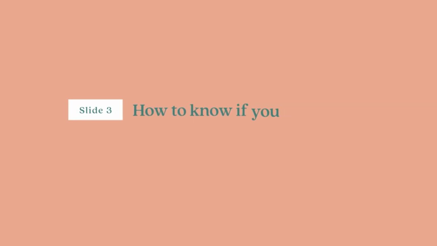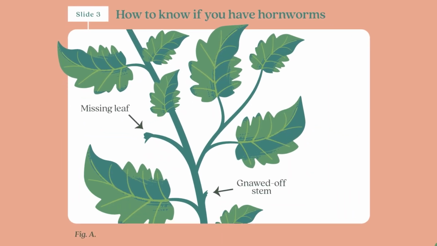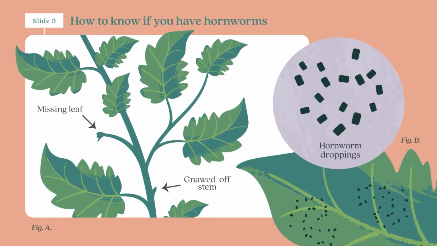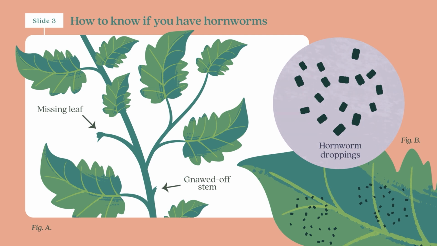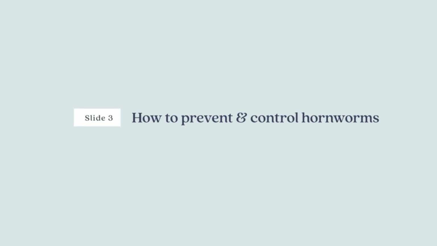How to know if you have hornworms. Missing leaves, gnawed off stems, and piles of barrel-shaped droppings on plant leaves are all signs that a hornworm is nearby. How to prevent and control hornworms.